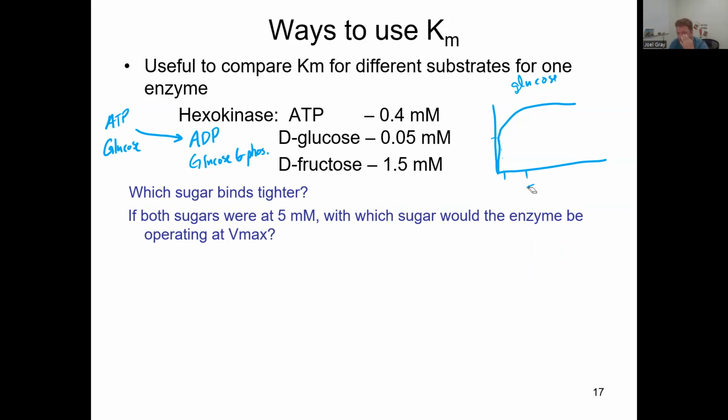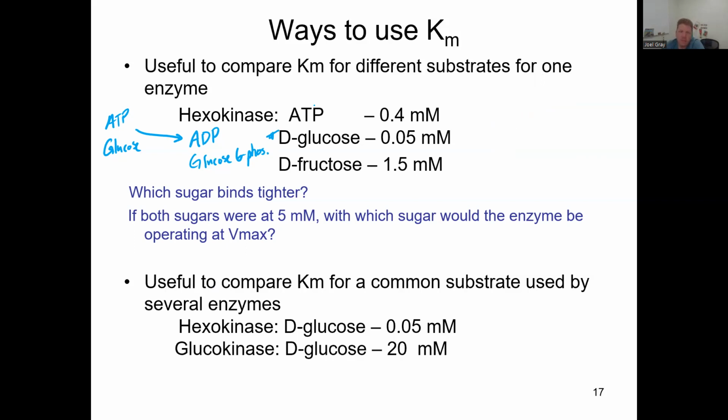Now, is there one that is going to be going a little bit faster? Absolutely. It's going to be going a little bit faster in the presence of glucose, because the concentration of glucose is 5 millimolar when its Km is 0.05 millimolar. So that's a 100-fold difference.